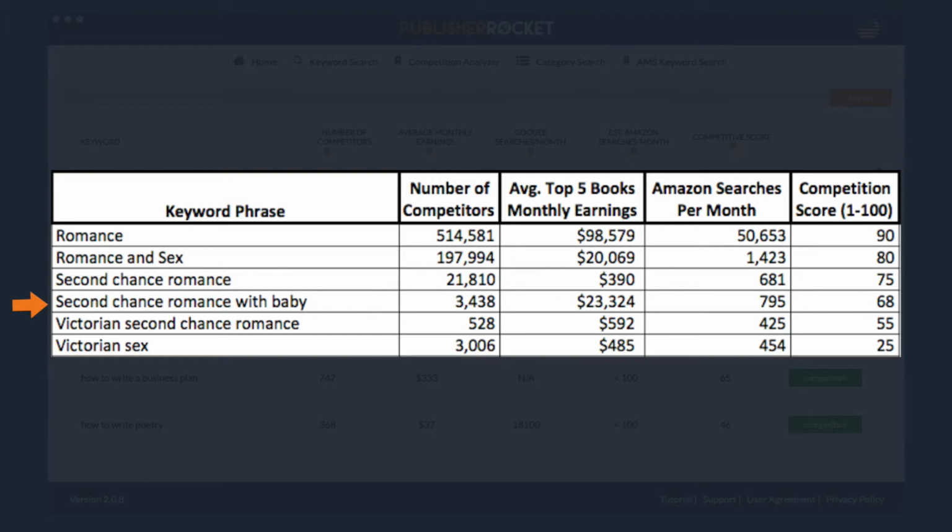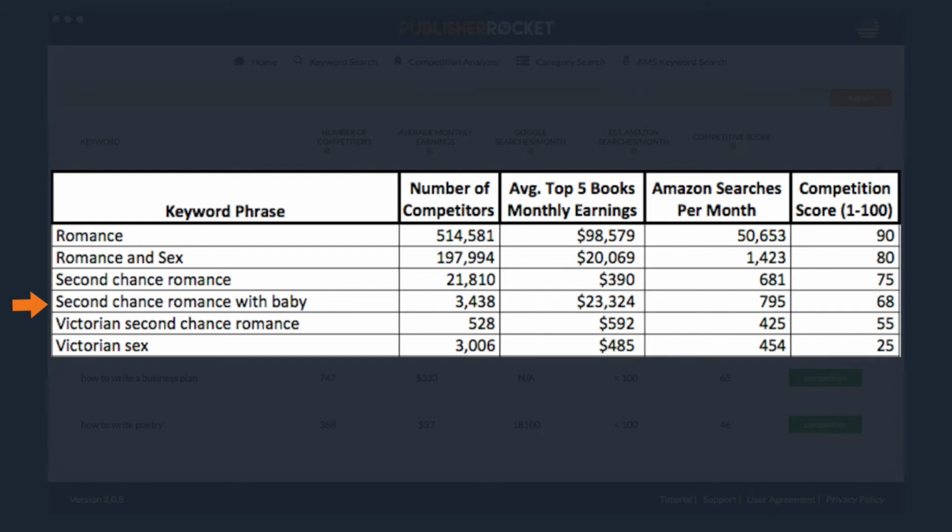When we search for terms, we typically throw grammar out the window and randomly add things that best describe what we're looking for. In this case, a significant amount of shoppers typed in second chance romance, but then at the last second added with baby. If you're not familiar with this type of romance, don't worry, neither was I. But second chance romances center on a story where the spouse has died or left and the other spouse is left to pick up the pieces and find love again.